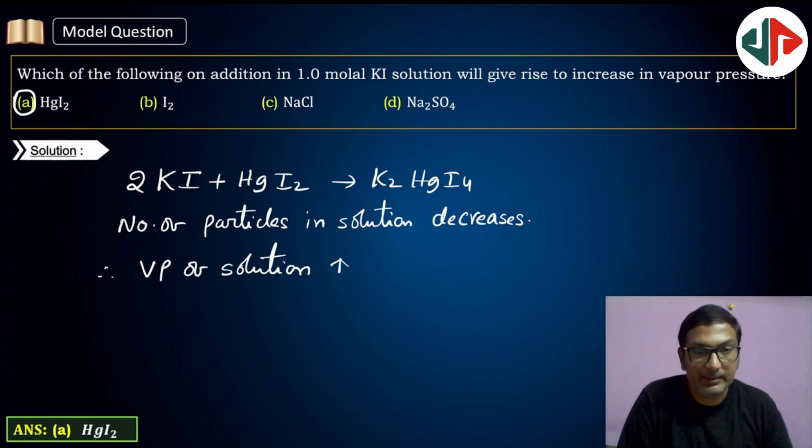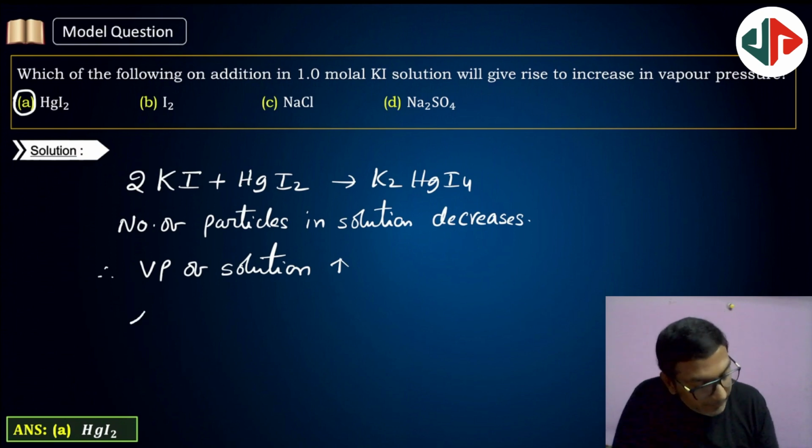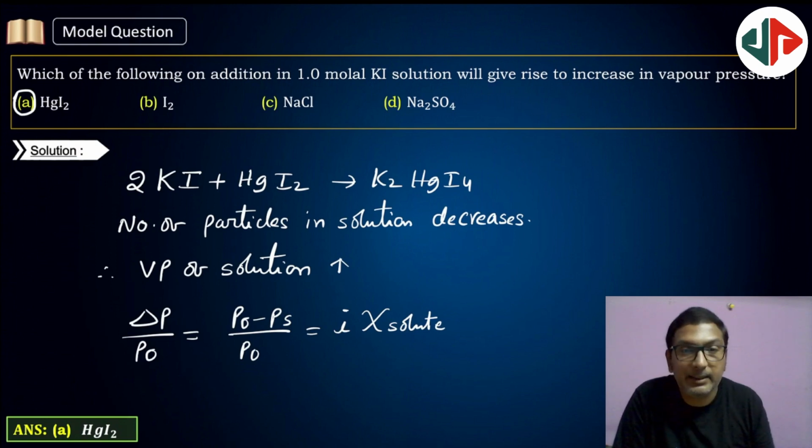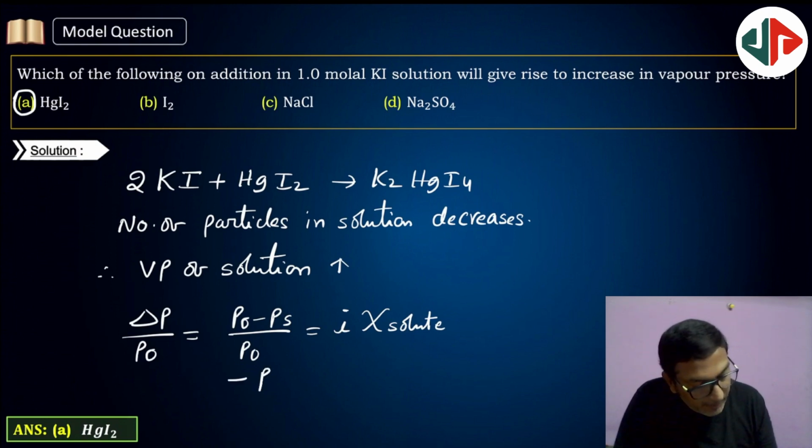number of particles. So we know the colligative property relation: delta P by P naught, which is equal to P naught minus Ps by P naught, which is equal to i into mole fraction of solute. This is the relation. P naught is constant. Therefore, P naught minus Ps is directly proportional to i.